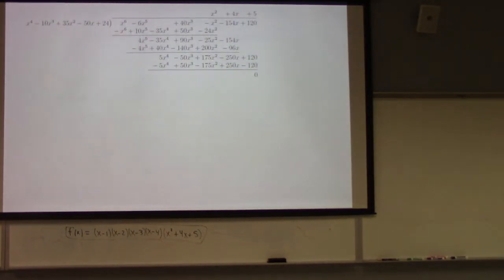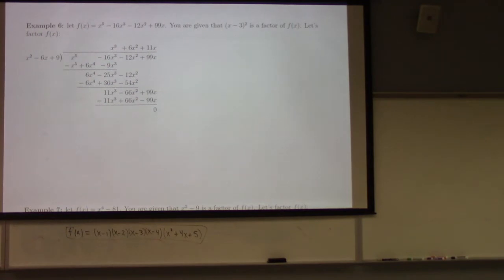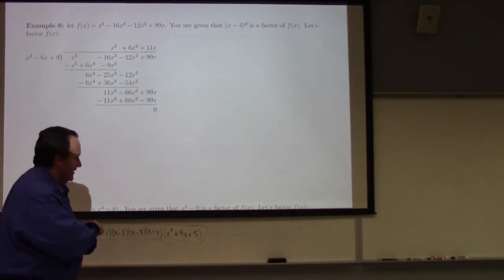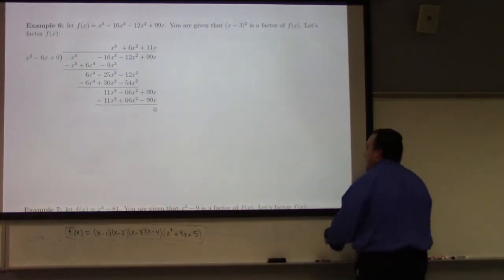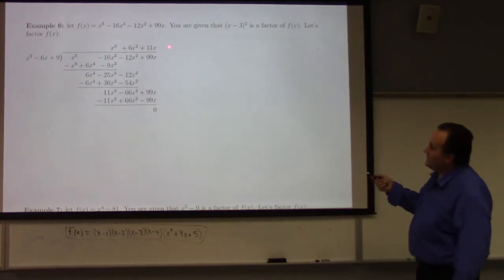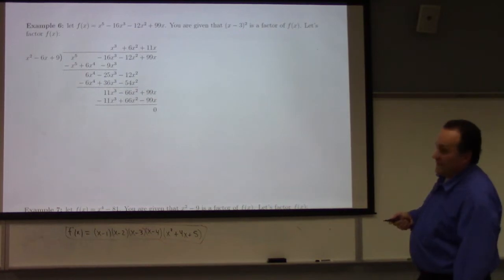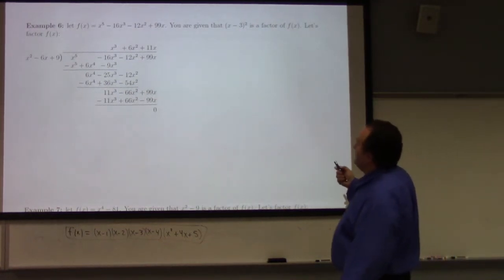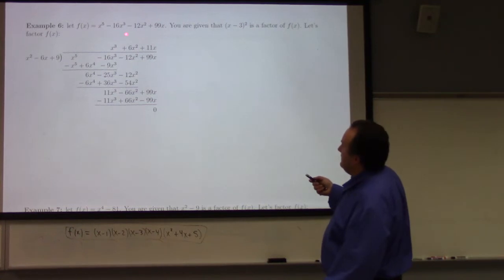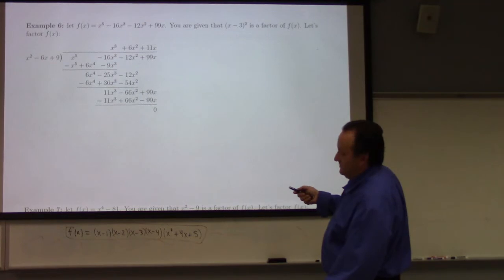Next example. Example 6. Passed you the eraser. Here we go. Example 6, we have x to the power 5 minus 16x cubed minus 16x cubed plus 12 minus 12x squared plus 99x. I tell you that x minus 3 squared is a factor of f of x, right? So let's factor it. x minus 3 squared is what? That is x squared minus 6x plus 9, right?